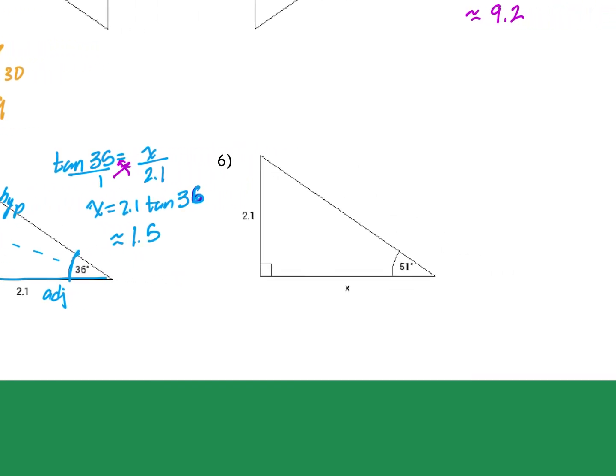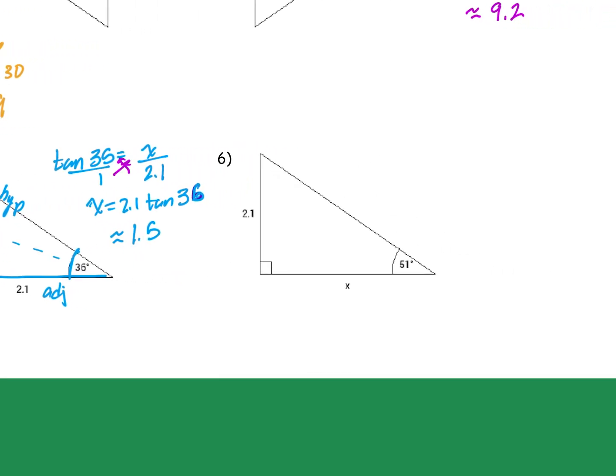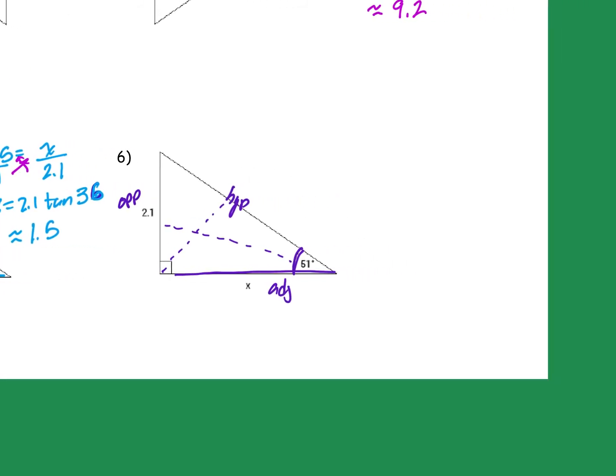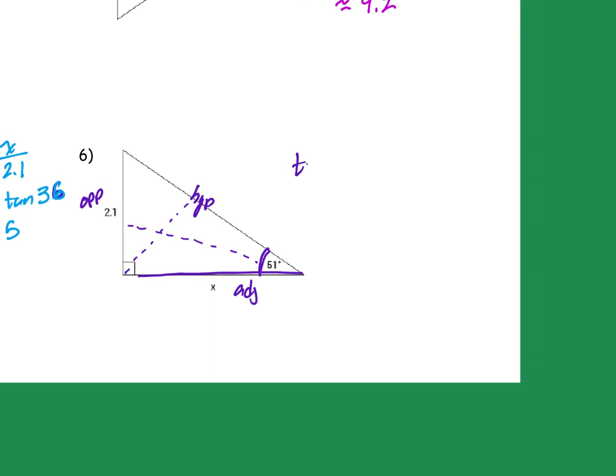Okay, number 6. Here's my angle. Here's my hypotenuse. Here is my side opposite. Here's adjacent. So I've got tangent of 51. That's definitely a 5.